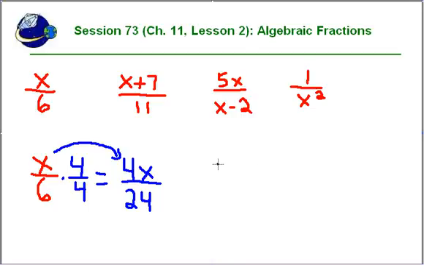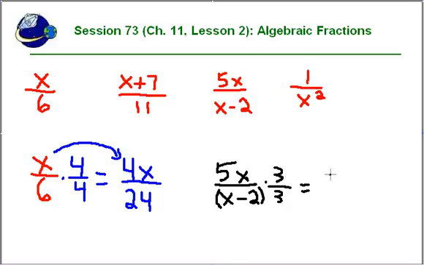Let's take a look at another example here. We're going to rewrite 5x over x minus 2. And what we're going to do here is the same thing. We're going to create another equivalent fraction, and we're going to do it by multiplying both the top and the bottom by the same number. This time we're going to multiply by 3. So if we multiply the top by 3, we also have to multiply the bottom by 3. 3 over 3 is the same thing as 1. So by multiplying 5x over x minus 2 by 1, by 3 over 3, we have not changed the value of this. It will give us an equivalent fraction.